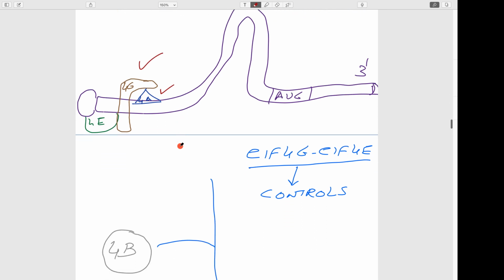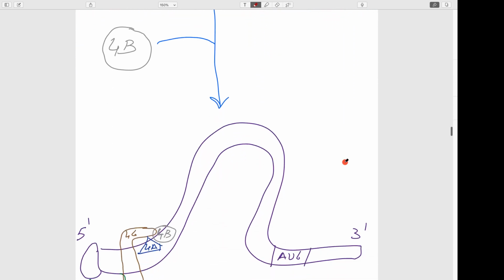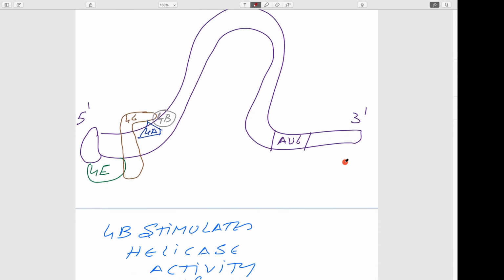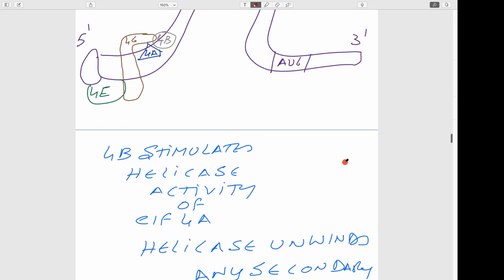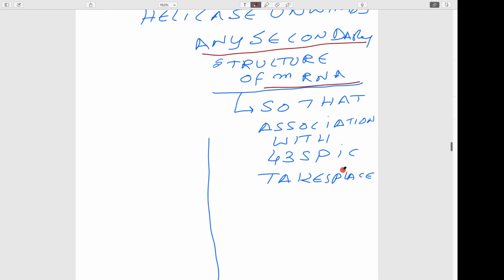Then the entire initiation is controlled in translation by eIF4G and eIF4E, because the 4E binding proteins bind to the eIF4G site. In that way, it is controlled. Then later, binding of 4B takes place. 4B is the activator of 4A, which contains the helicase. The helicase unwinds any secondary structure present in the messenger RNA, which is necessary so that the association with the 43S PIC takes place.